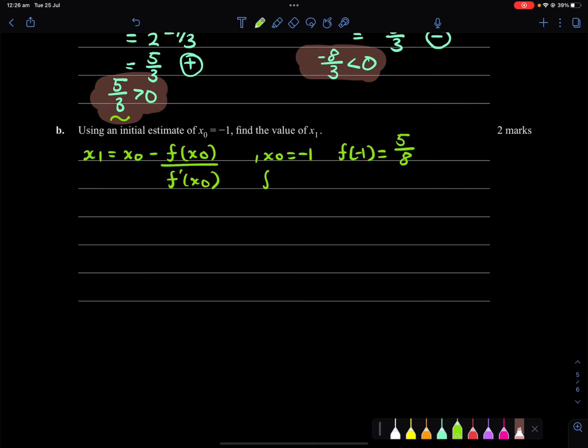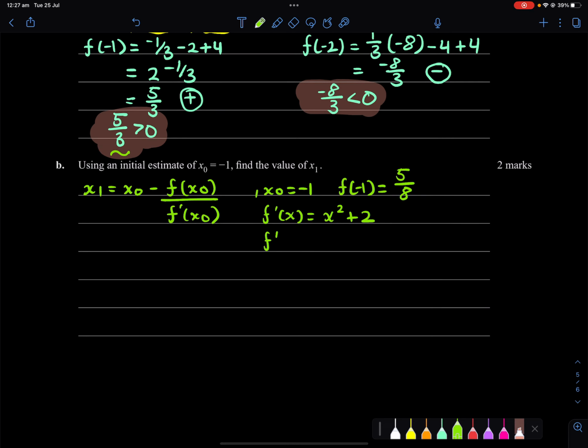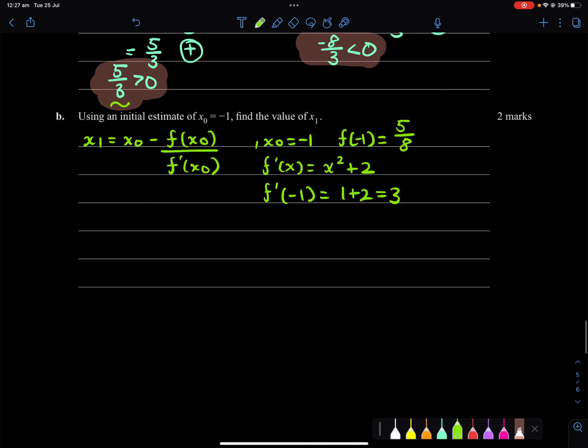So let's first calculate the derivative. f dash of x is equal to, bring that 3 over there, so that'll be x squared plus 2. So in f, we sub in -1. That'll be 1 plus 2, which is 3. Now let's come back here and sub everything back together.